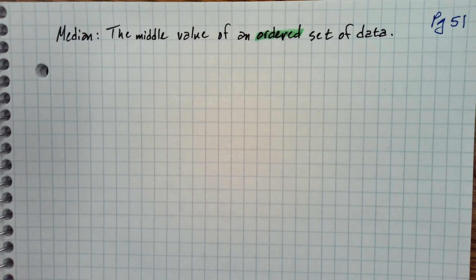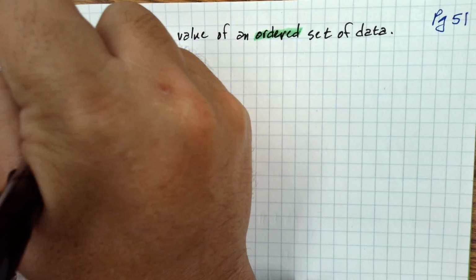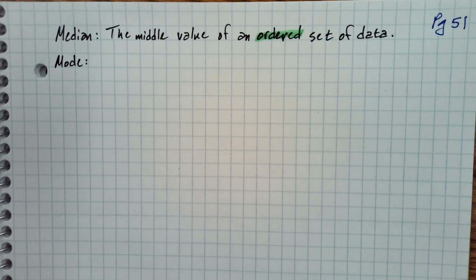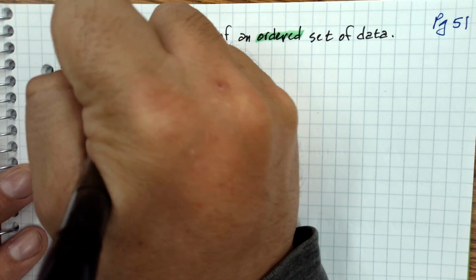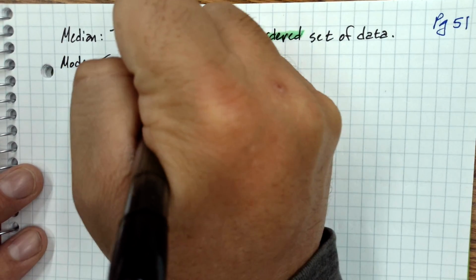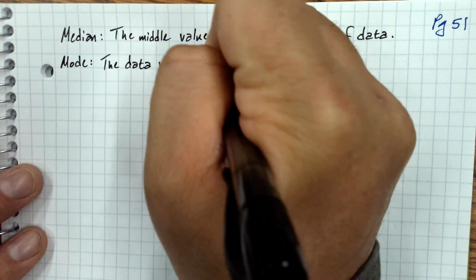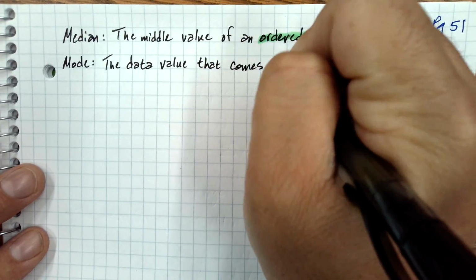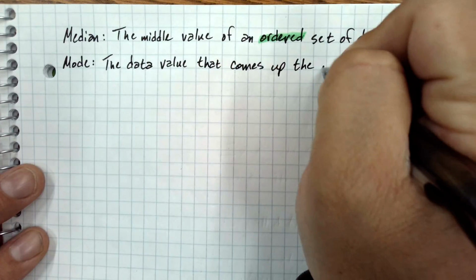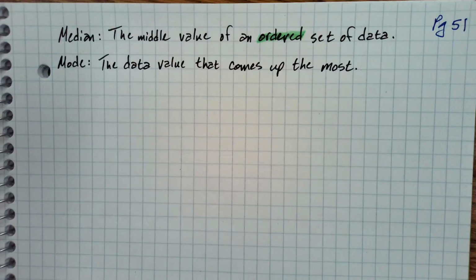All right, the mode, M-O-D-E. Let's talk about that. It's basically the data value that comes up the most. The data value that comes up the most.